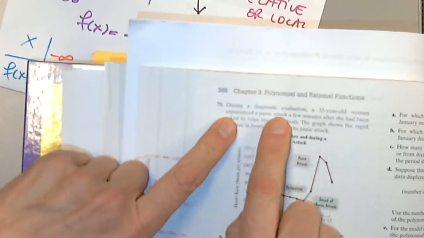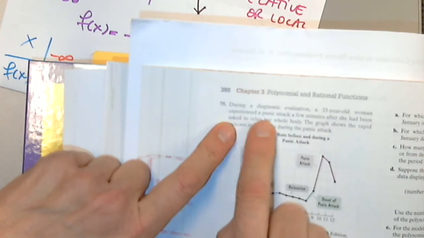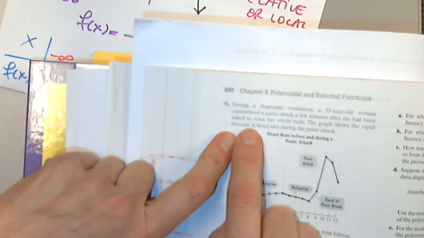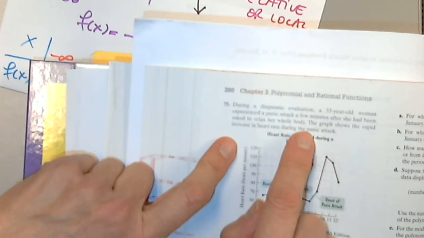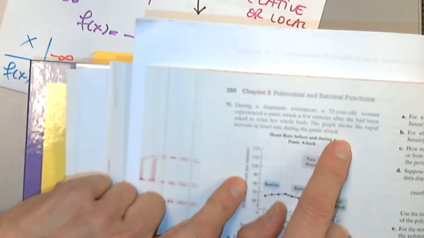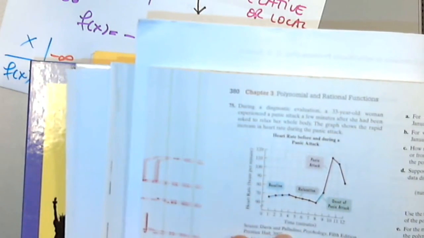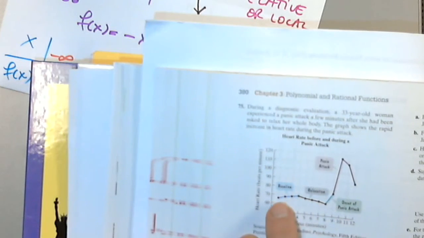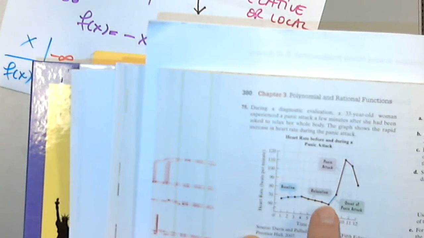Okay, so during a diagnostic evaluation, a 33-year-old woman experienced a panic attack a few minutes after she had been asked to relax her whole body. The graph shows a rapid increase in heart rate during the panic attack. Here it is. So it goes up and then it goes down. So this is a very important application. Just 1 minute, I promise. I'll finish in 1 minute. So it goes up and it goes down and it goes up and goes down.